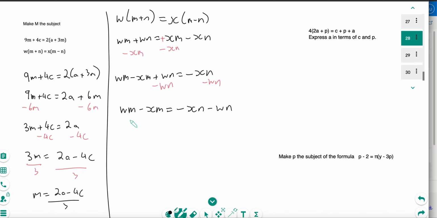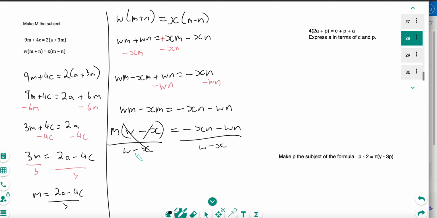Then I want to make m the subject. Cool, so the left-hand side, I only have m terms. What I do here, when I have two of the same subject, you factorize. So m's in common. How do I get from m to wm? I times by w. How do I get from m to xm? I times by negative x equals negative xn minus wn. m is being multiplied by w minus x. To get rid of multiplying, I'm going to just divide by w minus x. Divide here by w minus x. Cancel this out. m equals minus xn minus wn over w minus x. There you go.